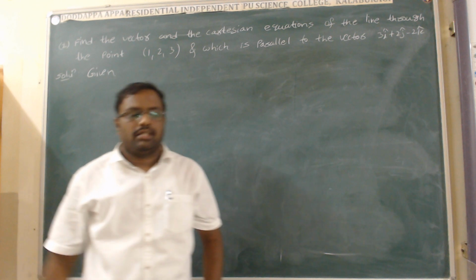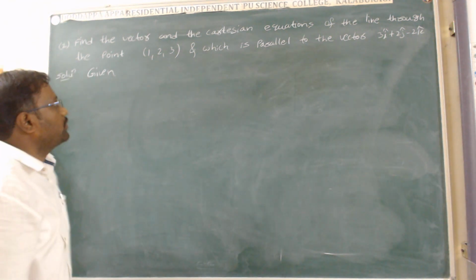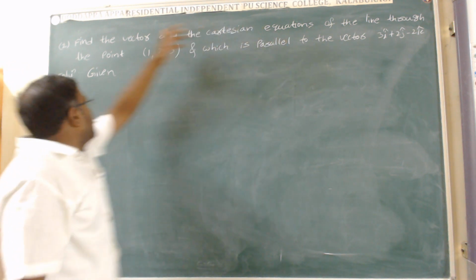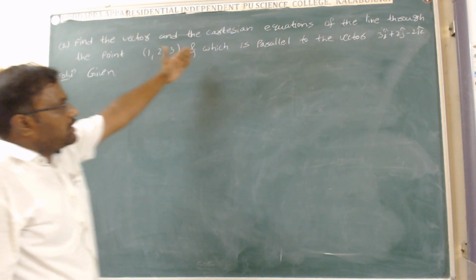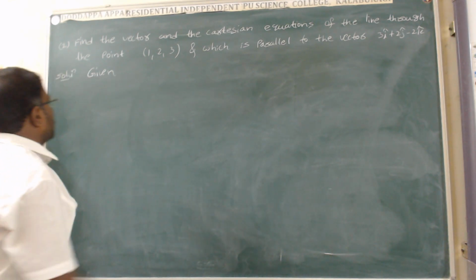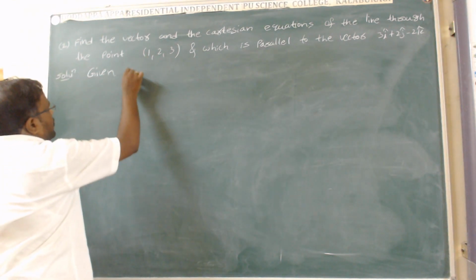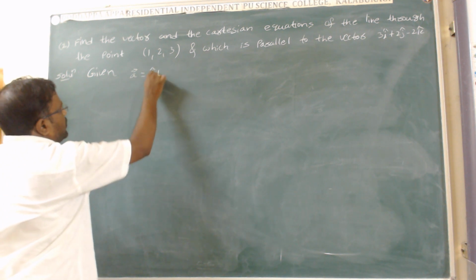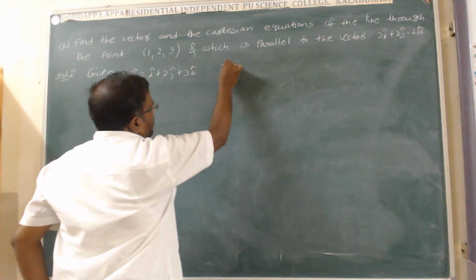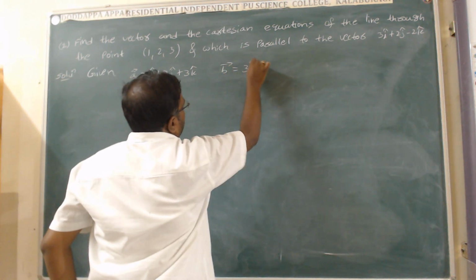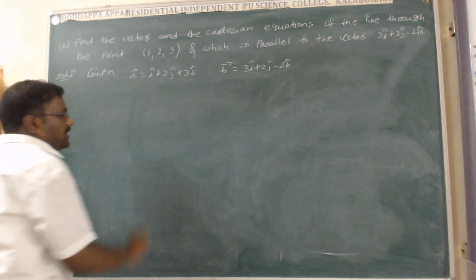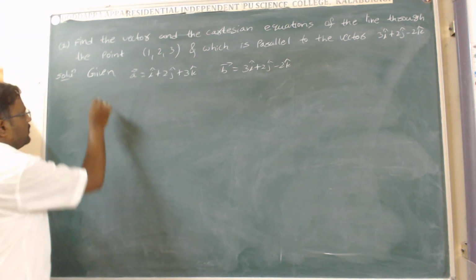Let's similarly go for another problem. Find the vector and Cartesian equation of the line through the point (1, 2, 3) and which is parallel to the vector 3i plus 2j minus 2k. Okay. So first one, take vector a value i plus 2j plus 3k and vector b value 3i plus 2j minus 2k. Okay. Next, you can solve similarly.